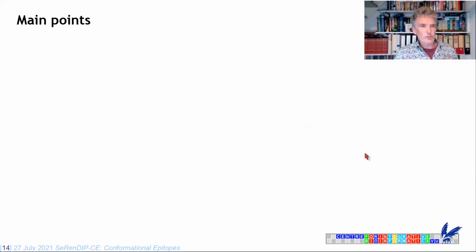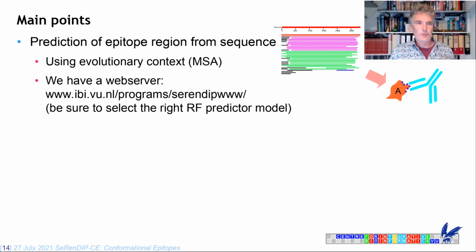So in conclusion, the main points are that we have a prediction method that works from sequence. We've used evolutionary context in an alignment. We also have a web server that you can use, and you simply have to input your sequence. It includes the generic PPI predictor models and the epitope predictor model, so be sure to select the right random forest model for the prediction you're interested in.